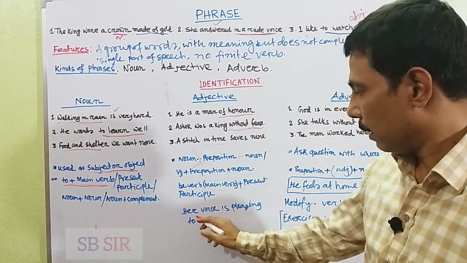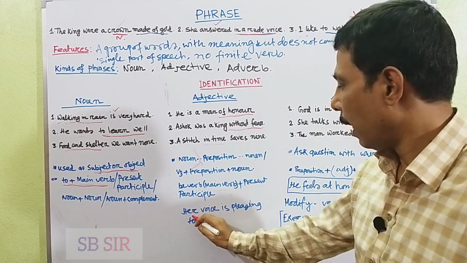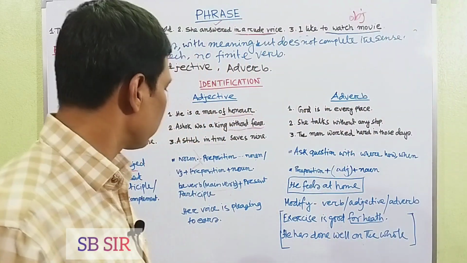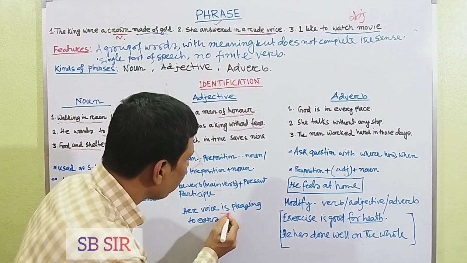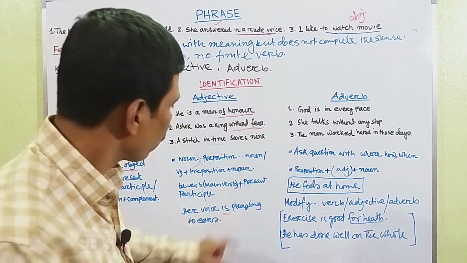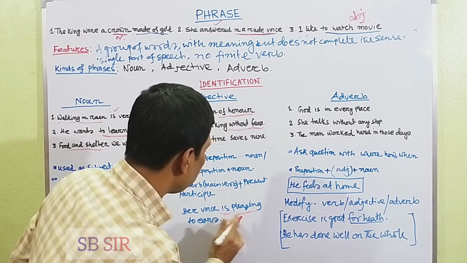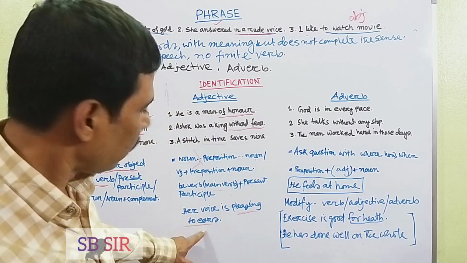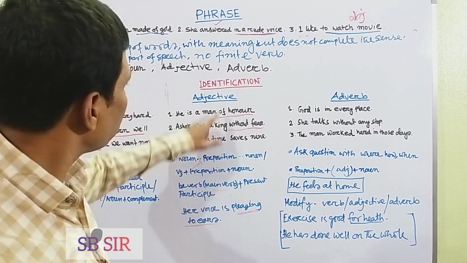I am giving an example here. Her voice is pleasing to ears. Here is is the main verb, not the auxiliary verb. It is not in the present continuous form. So here, pleasing to the ears, this portion is an example of adjective phrase.